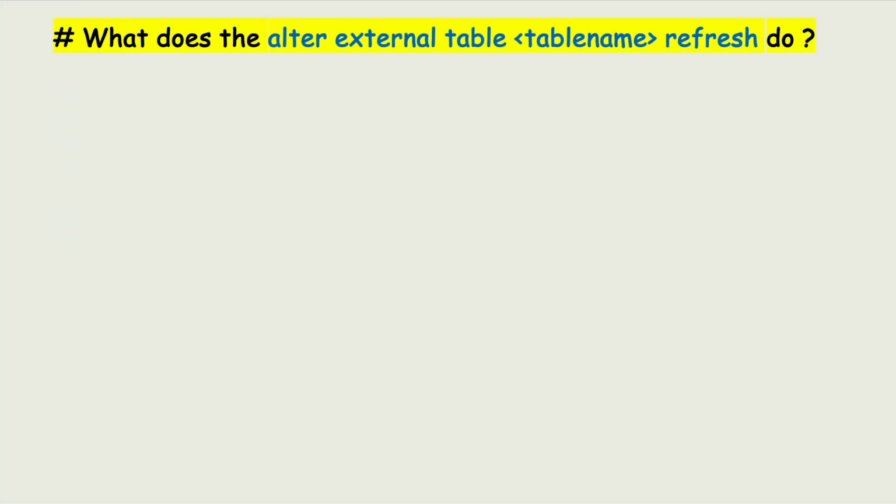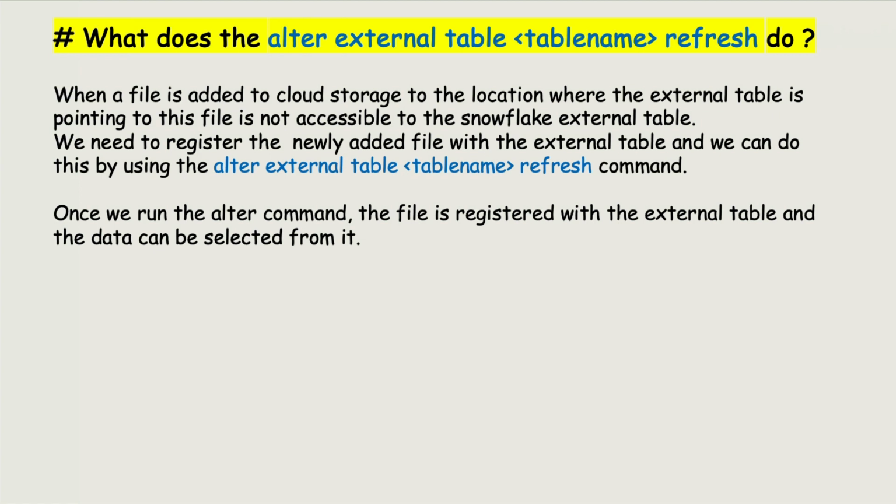What does the alter external table name refresh command do? To better understand this question, let us walk through a scenario. Let us say that you have an external table that is pointing to a staged location in AWS or Azure, and you have a bunch of files that you're able to select data from using the select on the external table. New files have been posted to this staged location.